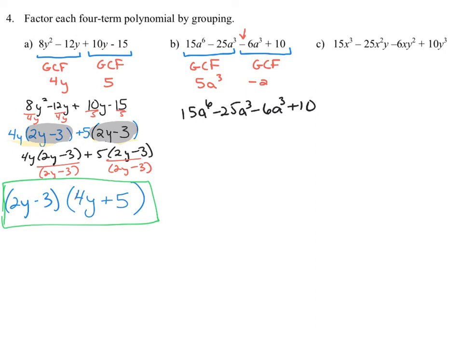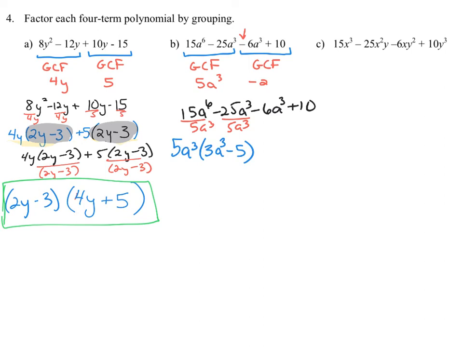So we're going to factor out 5a to the 3rd from the first grouping, 15a to the 6th. When you factor out that 5a to the 3rd, it's like we're dividing it out. 15 divided by 5 is 3, a to the 6th divided by a to the 3rd is a to the 3rd. And then we're dividing the second term by 5a to the 3rd to get negative 25 divided by 5 is a negative 5, and a to the 3rd divided by a to the 3rd is 1.